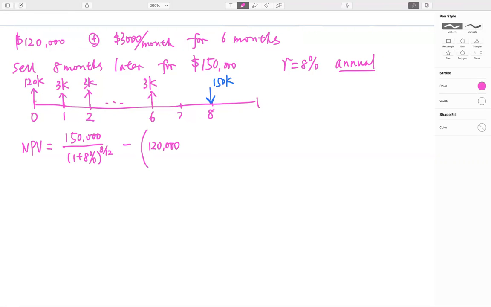And then we have $3,000. This is a standard annuity, right? It's an annuity immediate. So there are 6 payments. But here, let's put J because I need to know the monthly interest rate. So in order to get J, right? So this is the accumulated value for 1 month minus 1 will give you the J. J is the monthly interest rate.